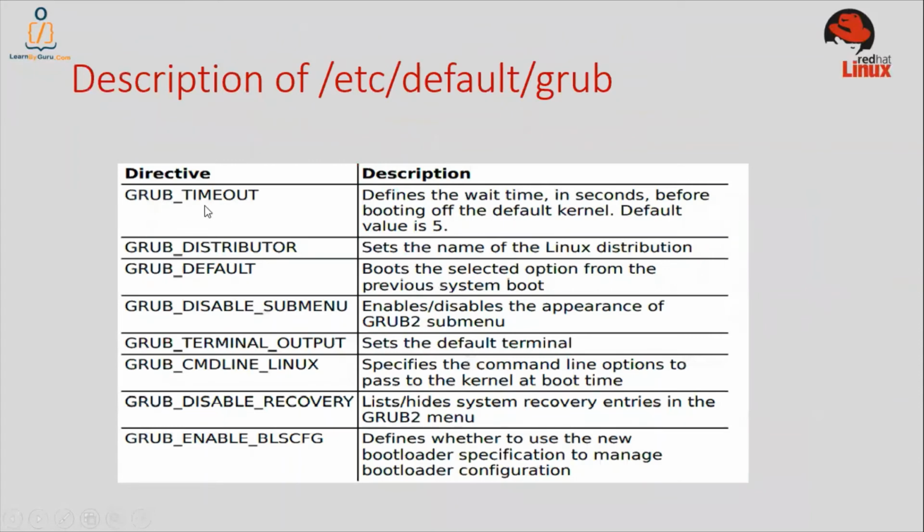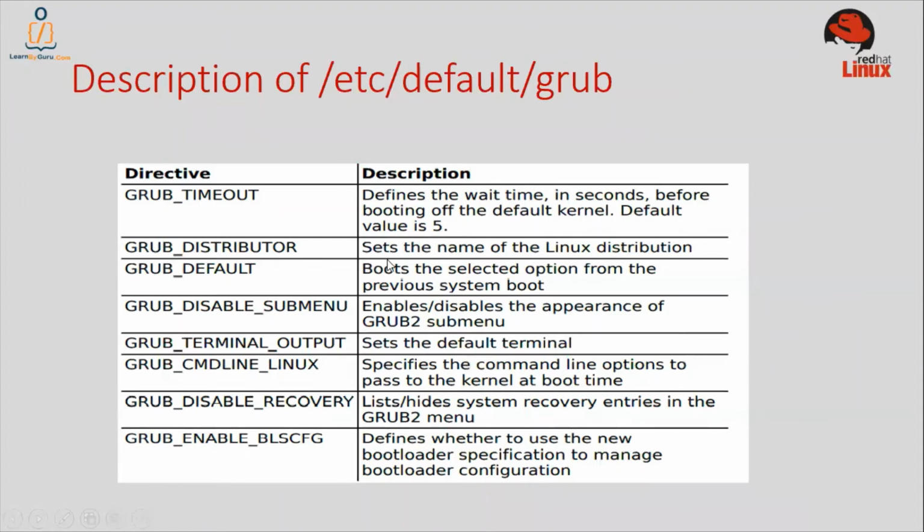The first parameter is GRUB_TIMEOUT. When you start Red Hat Linux, GRUB loads and gives you a default time, which is 5 seconds, to choose your kernel and options. Otherwise, it will start loading with the default kernel. So it basically defines the wait time in seconds before booting the kernel, and the default is 5.